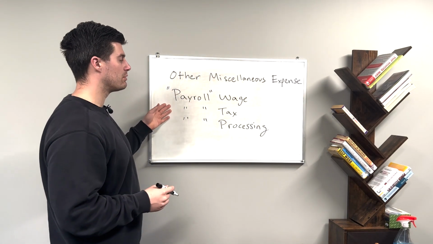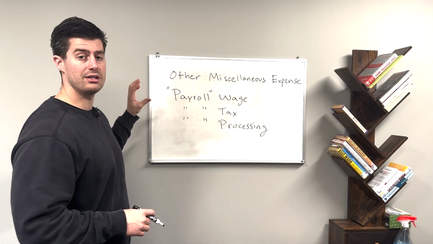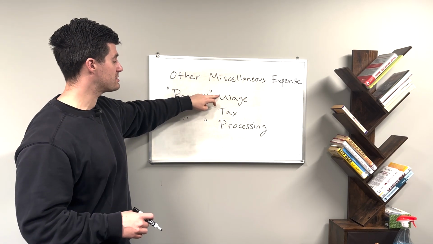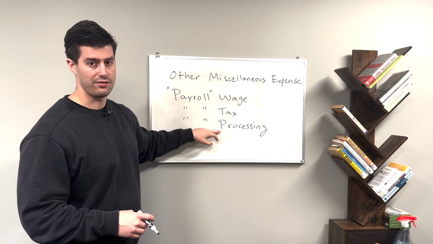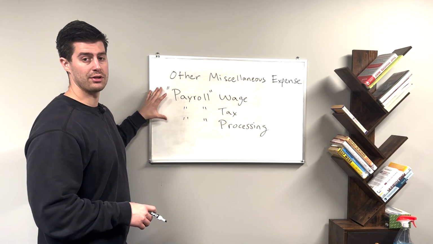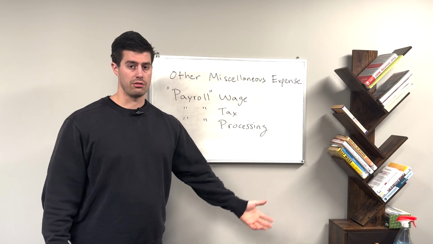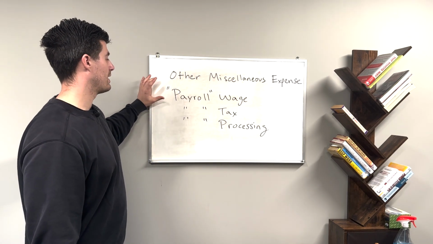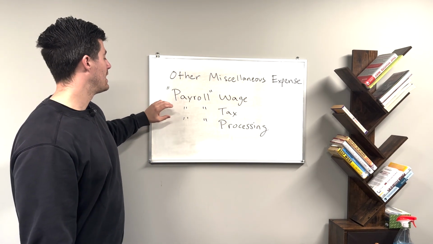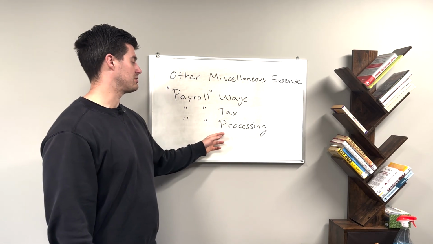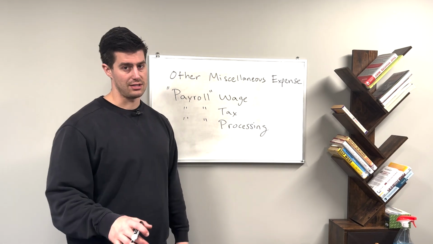Okay, if you're using a payroll company to pay employees, you're going to have 3 separate categories. You're going to have the wages, the taxes, and the processing fees. Strongly recommend you keep all 3 of these things separate, because whenever you get your W-2 or your W-3 at the end of the year, you will want to know, okay, how much did I pay in payroll wages? How much did I pay in payroll taxes? And you want to make sure you separate out that additional payroll processing.